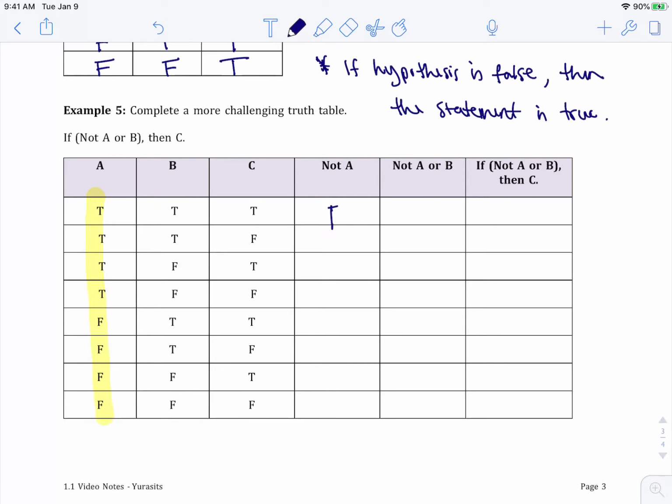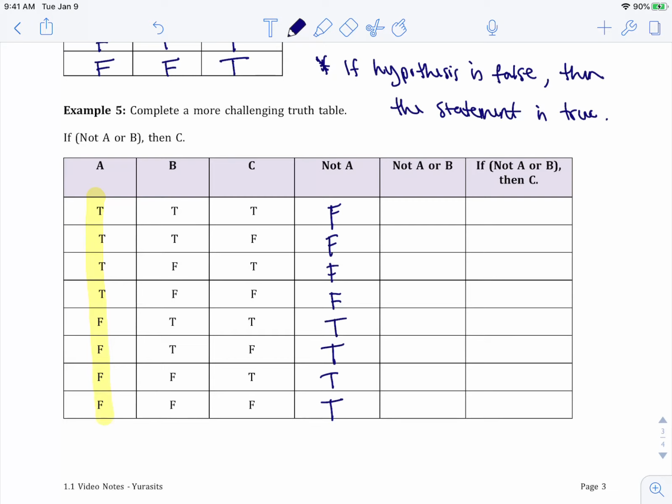So, okay, well, if that's true, that's false. Then that has to be false. That has to be false. That has to be false. This has to be true, true, true, true. All right. That one's nice and easy.